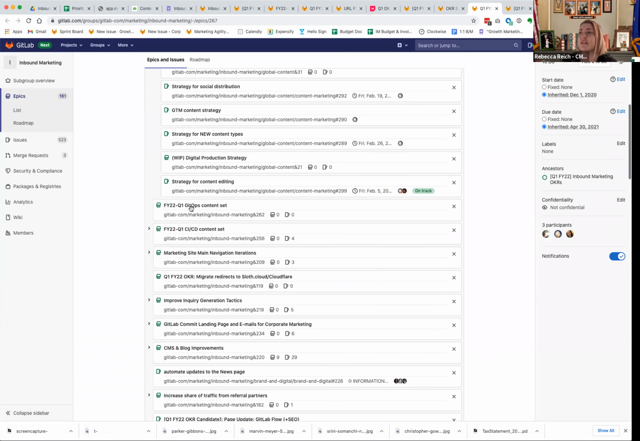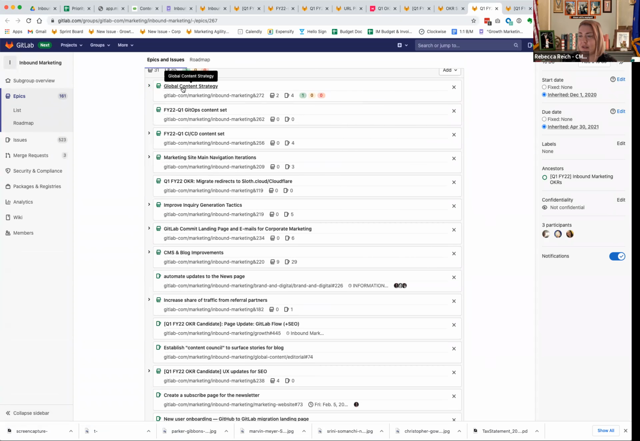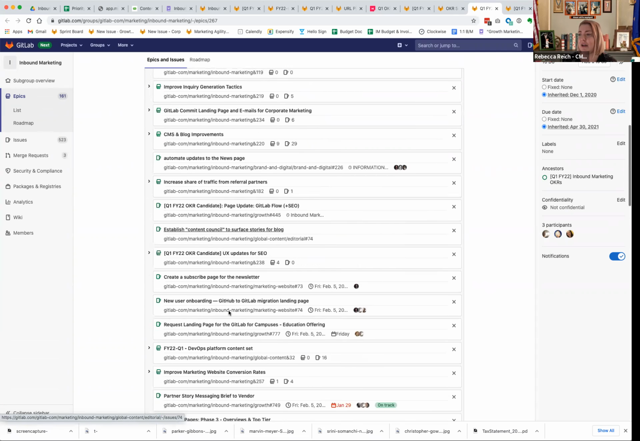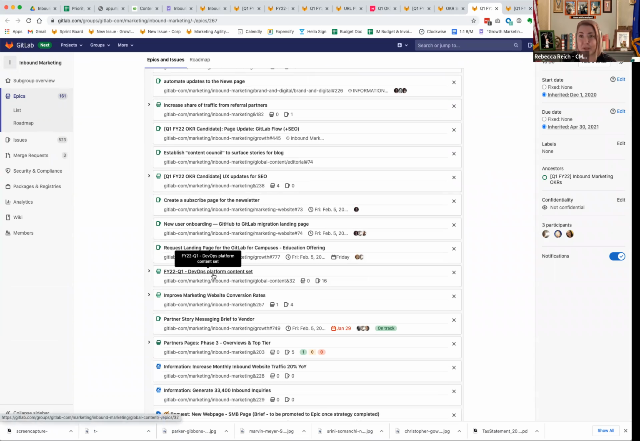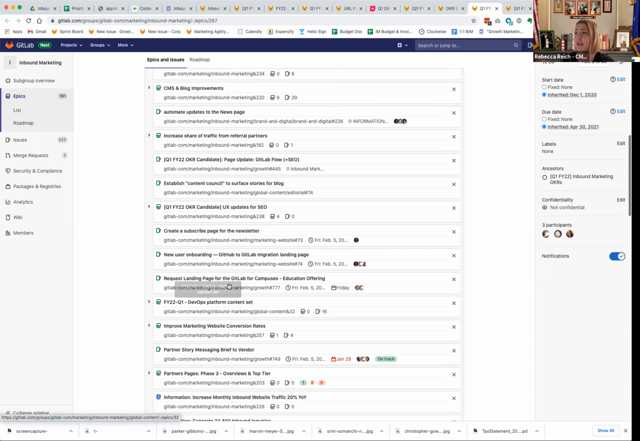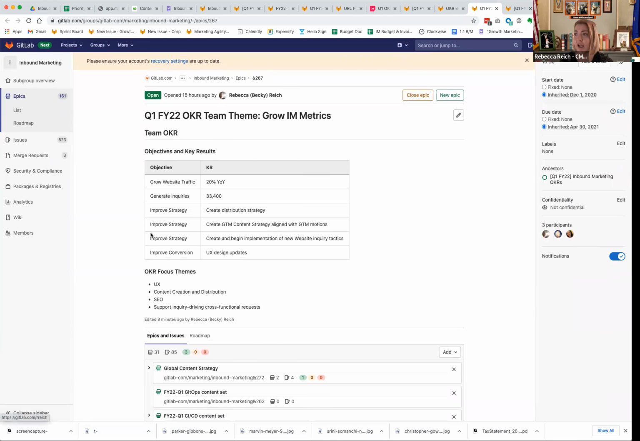And one of our OKRs is to improve distribution strategy and to align the go-to-market content strategy with the go-to-market motions that we have. So you can see there's exploring distribution for the blog, strategy for social distribution, go-to-market content strategy overall, and then strategy for new content types, digital production strategy, and strategy for content editing. And then within this, we have these epics. So this is one that's holding here, the content set for GitOps, CI/CD, and then down at the bottom is the DevOps platform content set. So these align with the DevOps platform.